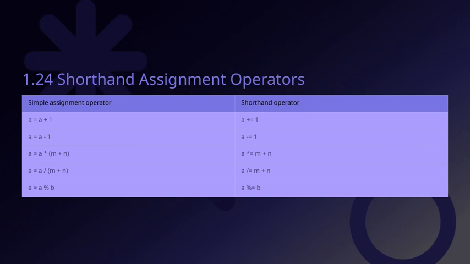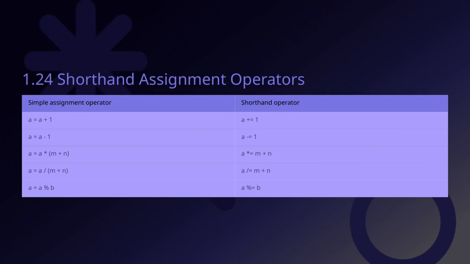As you can see in the table, the simple assignment operator is the equals sign, like a = a + 1. The shorthand operator for this is a += 1, making the code more concise and easier to read. The same idea applies to subtraction, where a = a - 1 can be shortened to a -= 1. For multiplication, instead of writing a = a * (m + n), you can simply write a *= m + n. Similarly, for division, a / (m + n) becomes a /= m + n, and for the modulus operation, a = a % b turns into a %= b.